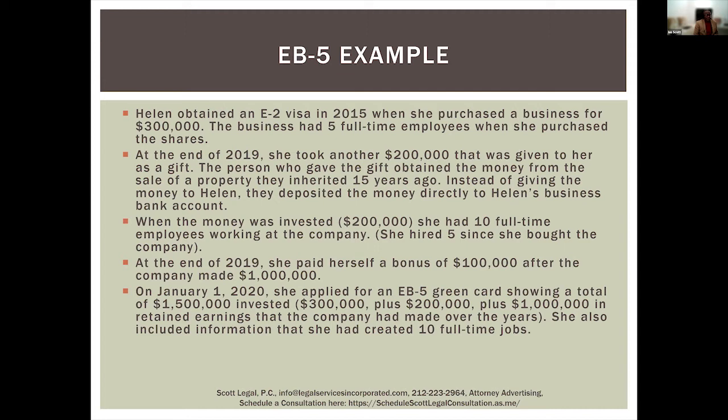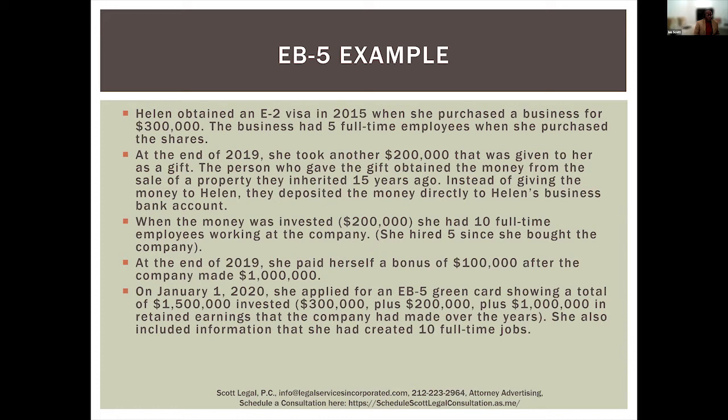And the person who gave her the gift obtained the money from the sale of property they inherited 15 years ago. So, let's say an aunt inherited property 15 years ago and gave her that money. Instead of giving the money to Helen, the aunt actually deposited the money directly into Helen's business bank account. This is something that I didn't touch on as much, but the example will illustrate what the issue is here. When the new $200,000 was invested in 2019, she had 10 full-time employees working at the company. So remember, she started with 5, now she has 10.